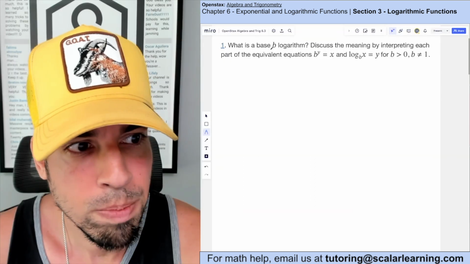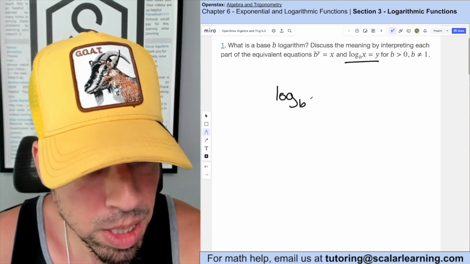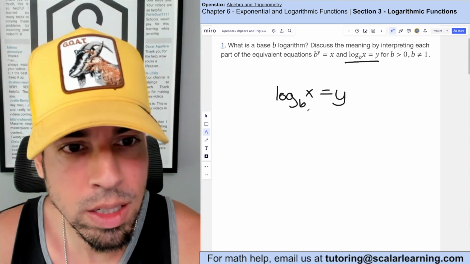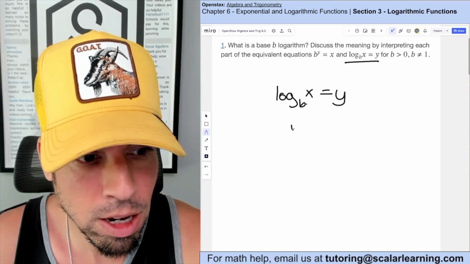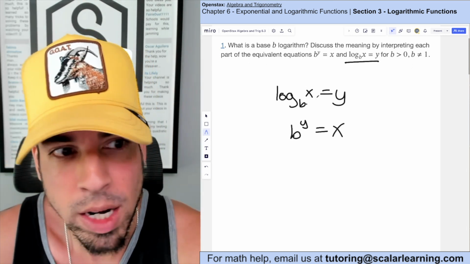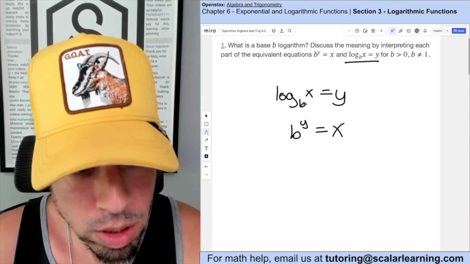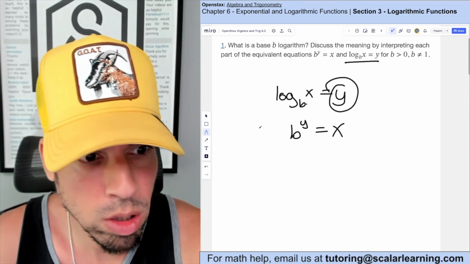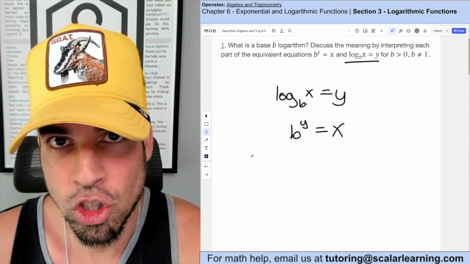Let's do it. So a base b logarithm would be something like this, right? Log base b of x equaling y. And so what does this mean? It really is just a reformatting of an exponential equation, because this is the same as saying b to what power equals x. It's two ways of writing the exact same thing. So when you're saying base b logarithm, you're saying b being raised to some power, we can call it y, is going to equal this x value. So that's the relationship done.